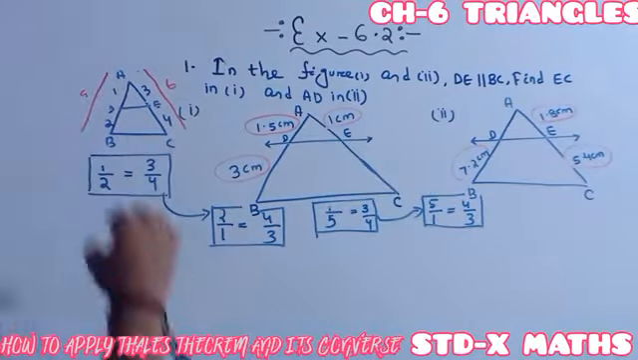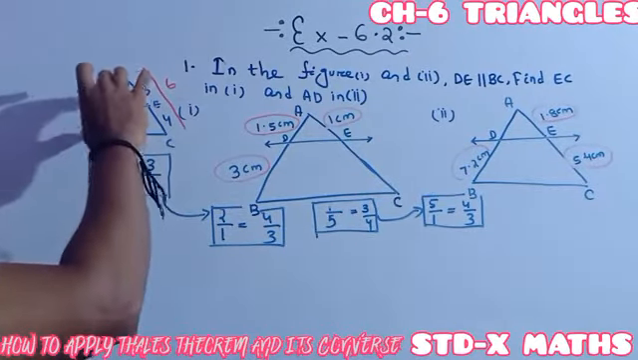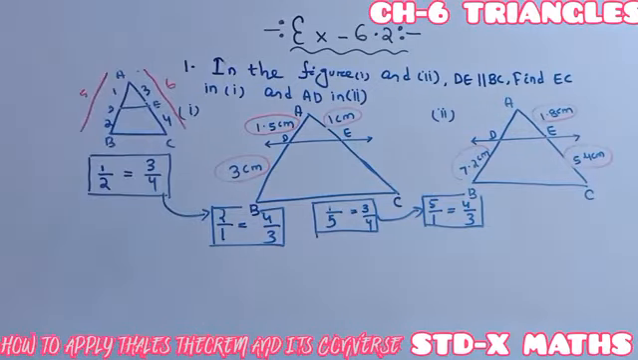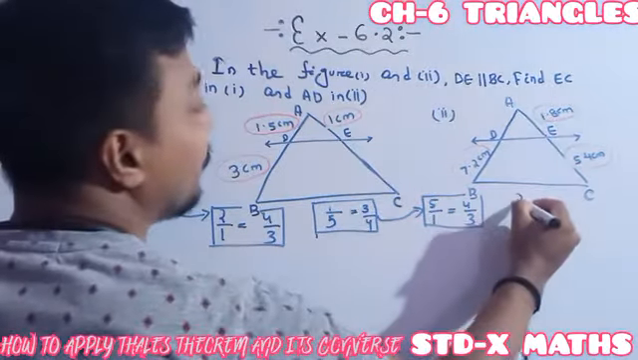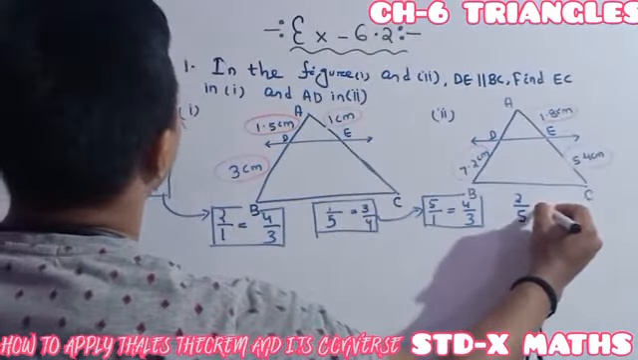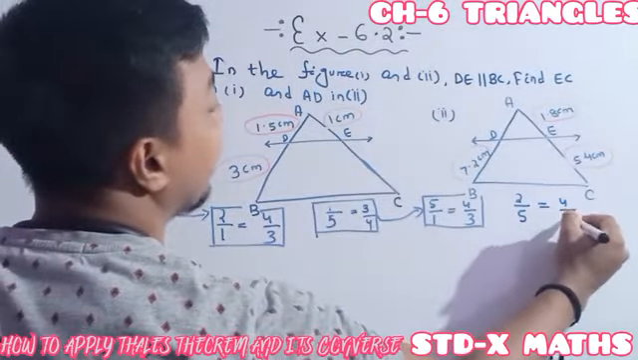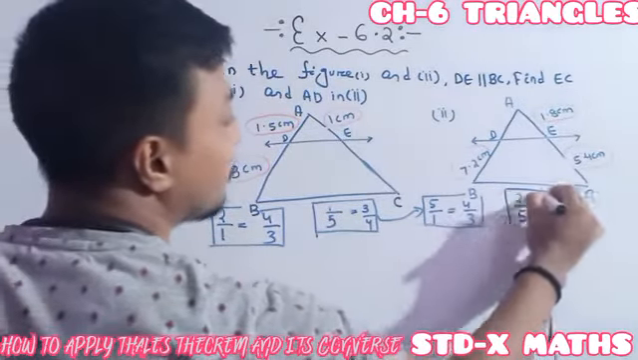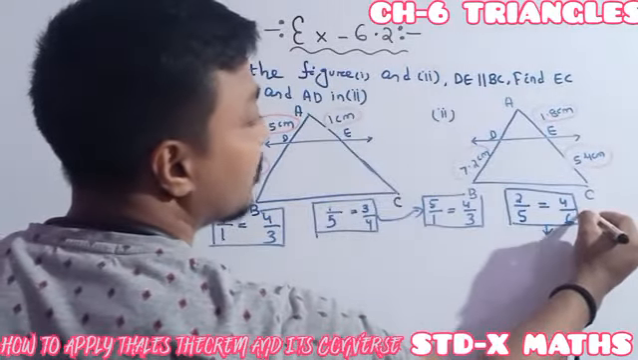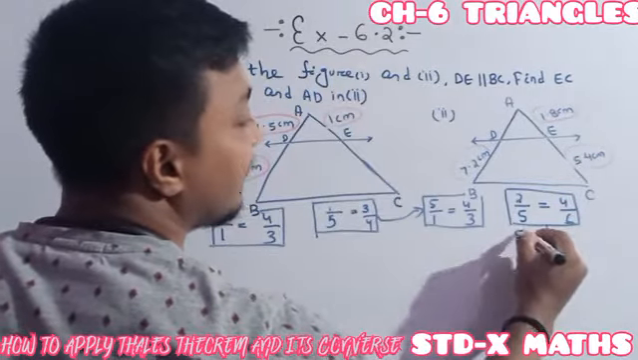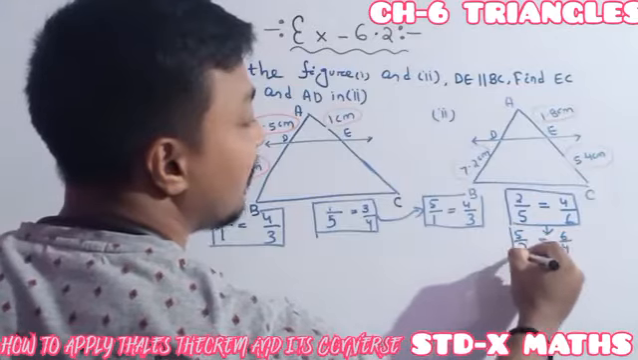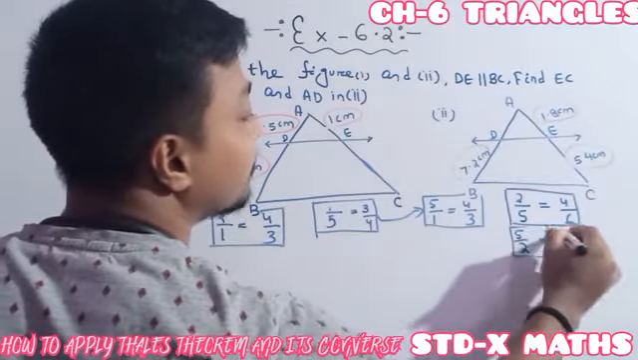Understood? And another one: this smaller one divided by 5. 2 divided by 5 is also the same as 4 divided by 6. This is also another form of the Thales theorem. Also its converse, otherwise its reciprocal: 5 by 2 is equal to 6 by 4. It is also another form of the Thales theorem.